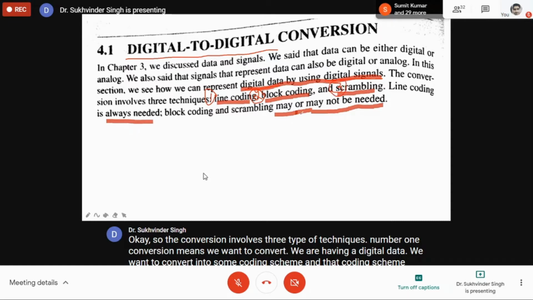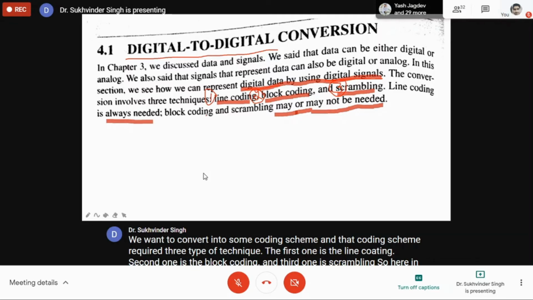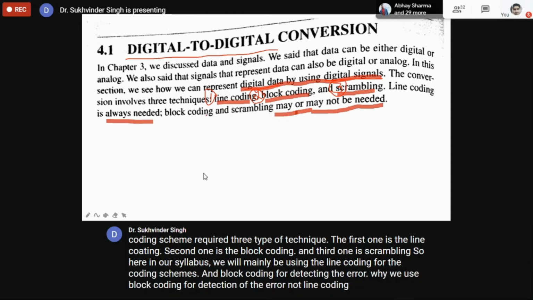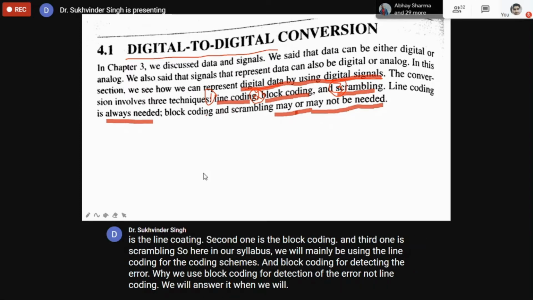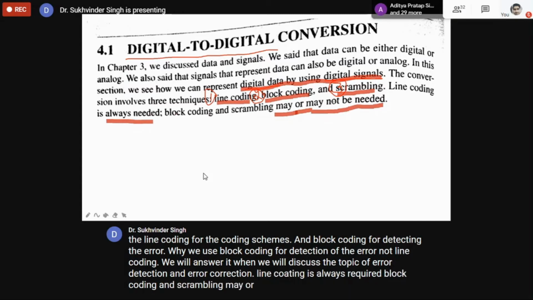In our syllabus, we will mainly use line coding for the coding schemes and block coding for detecting errors. Why do we use block coding for error detection and not line coding? We will answer it when we discuss error detection and error correction. Line coding is always required. Block coding and scrambling may or may not be required.